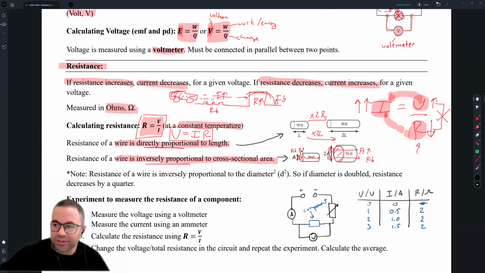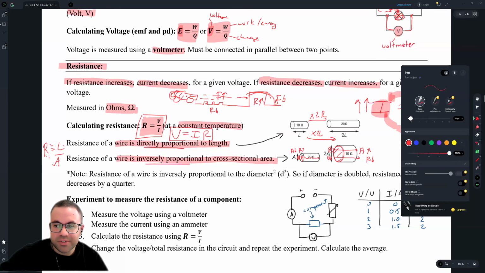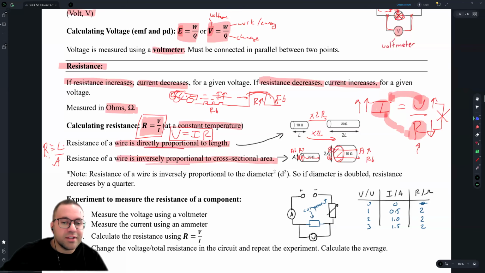By the way, I like to write this down just for me when I practice. R is equal to L over A. I know it should be proportional, but I just like to do this. So I remember that R and L are directly proportional. R and A are inverse. A trick that is very often used in exams is the concept of diameter. What do I mean?